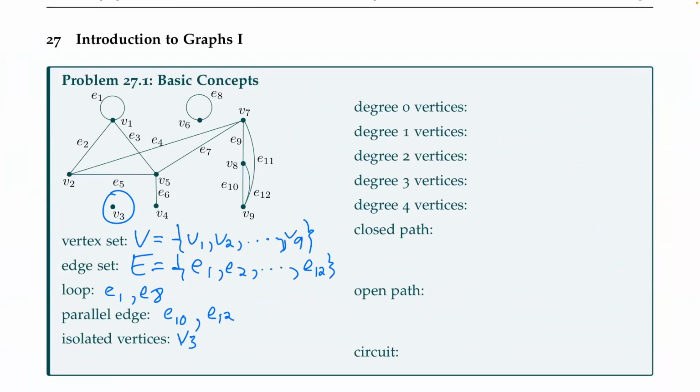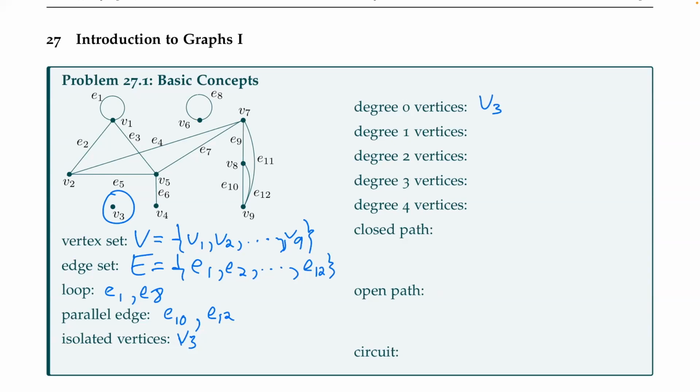So remind me, someone tell me what the degree means. Exactly. So V3. So an isolated vertex has degree 0 by definition. It has no edges joining it. That's what makes it isolated. How about degree 1 vertices?